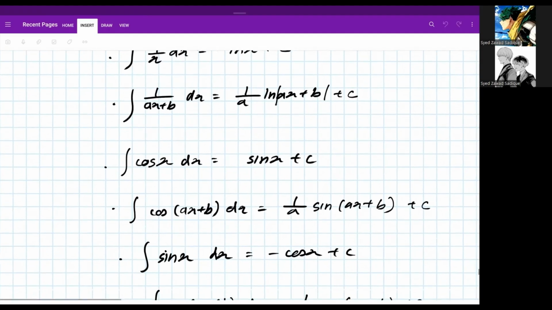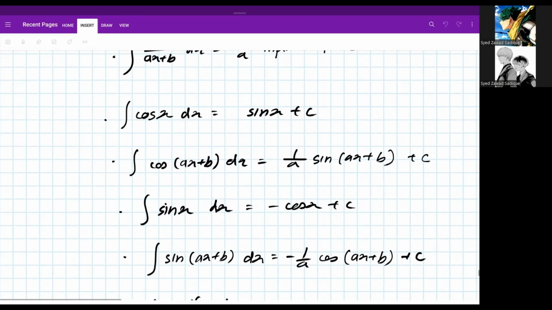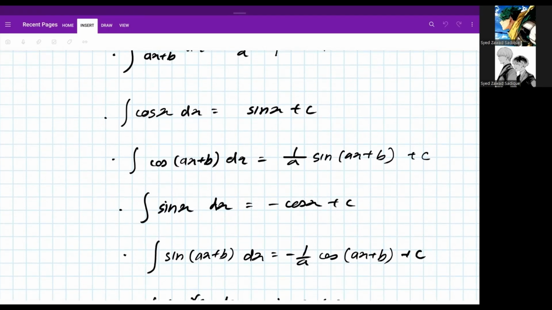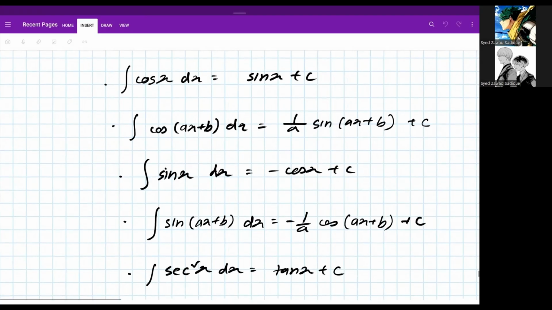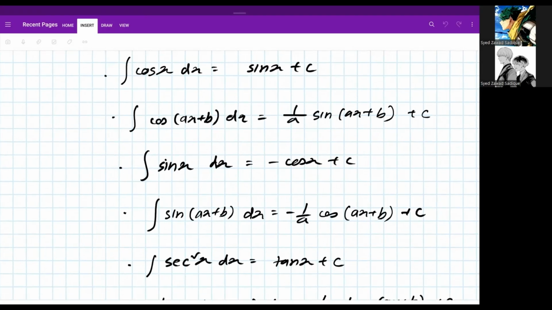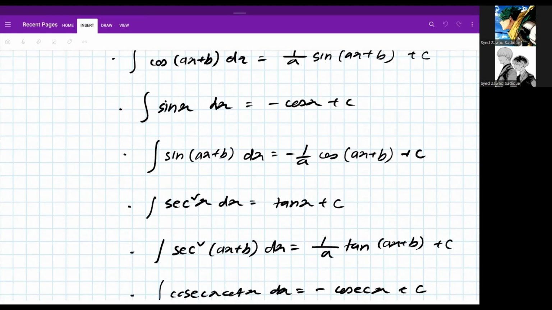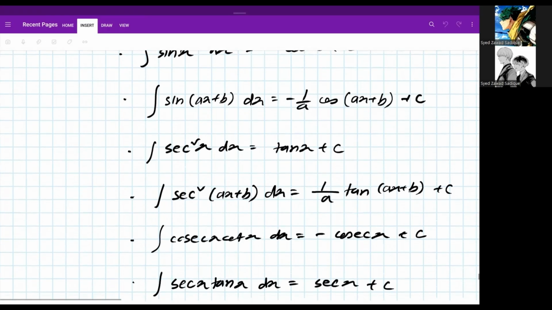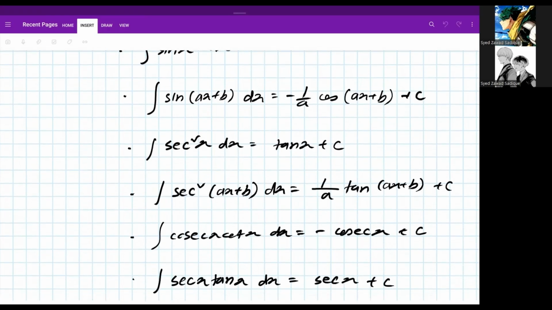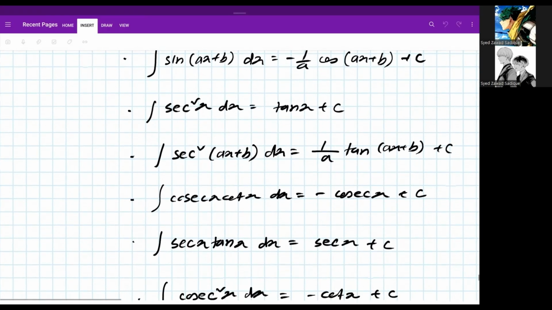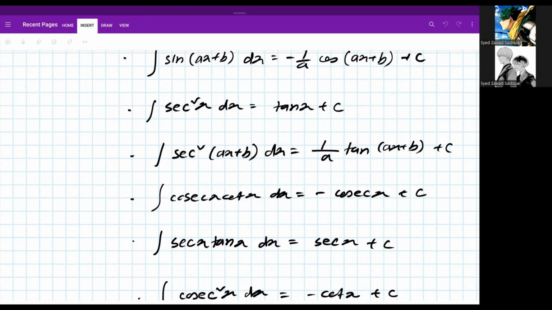Integration of cos x dx is sin x + c. Integration of cos(ax+b) dx is 1/a sin(ax+b) + c. Integration of sin x dx is equal to minus cos x + c. Integration of sin(ax+b) dx is equal to minus 1/a cos(ax+b) + c. Integration of sec^2 x dx is equal to tan x + c. Integration of sec^2(ax+b) dx is equal to 1/a tan(ax+b) + c.